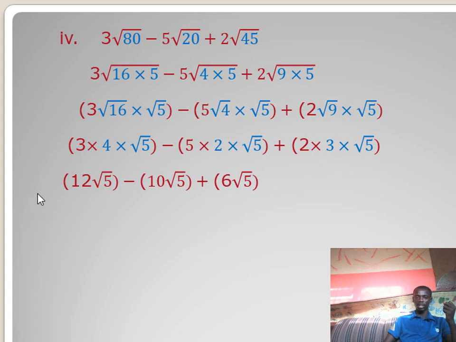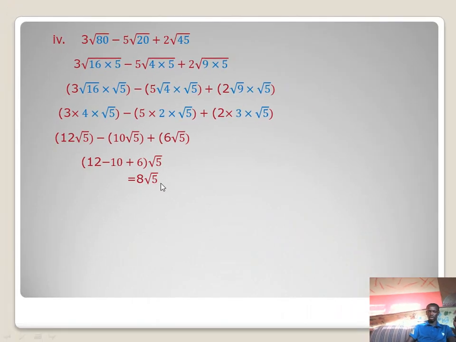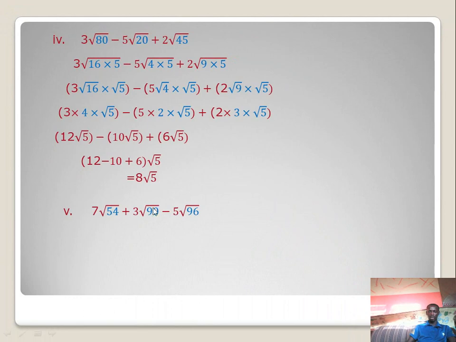So I'm having a set of values that have root 5 in common. So the usual way, factorization. So here is going to be 12 minus 10 plus 6, root 5. Okay, so when I simplify my brackets, I have 12 minus 10 plus 6, that is 8, then root 5. Hope that is understood. Now the last one, I think.